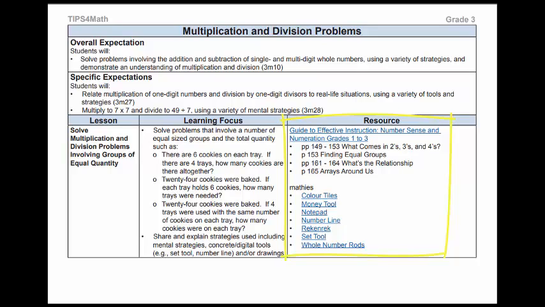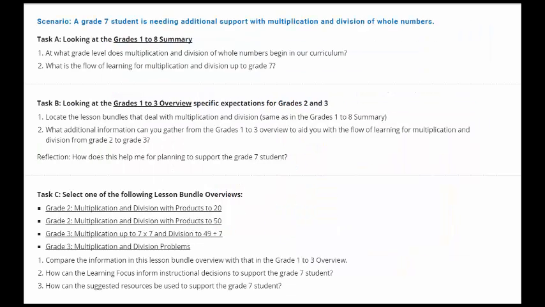As for resources, I see that a bunch of learning tools are mentioned. I may see which ones my student is already familiar with and then take it from there. The guide may also give me ideas for activities. The TIPS4Math gave me lots of ideas and resources to be able to make a plan of action to support my grade 7 student.